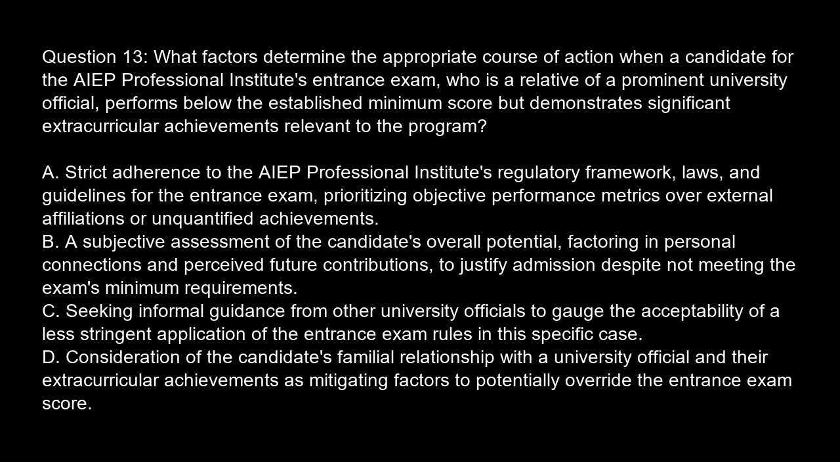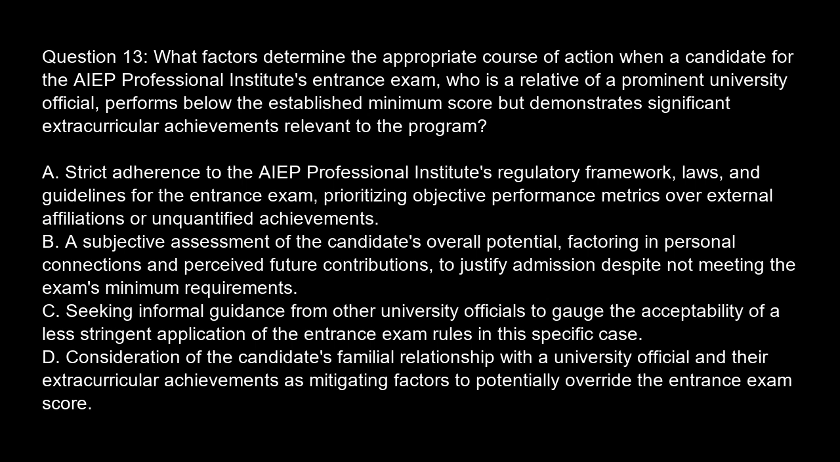Option B. A subjective assessment of the candidate's overall potential, factoring in personal connections and perceived future contributions, to justify admission despite not meeting the exam's minimum requirements. Option C. Seeking informal guidance from other university officials to gauge the acceptability of a less stringent application of the entrance exam rules in this specific case.